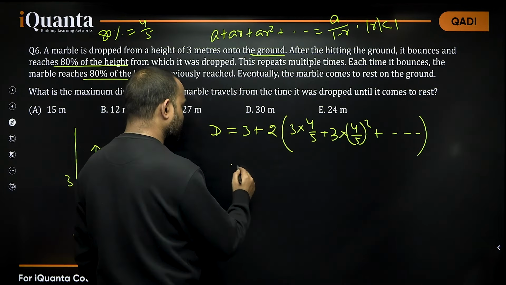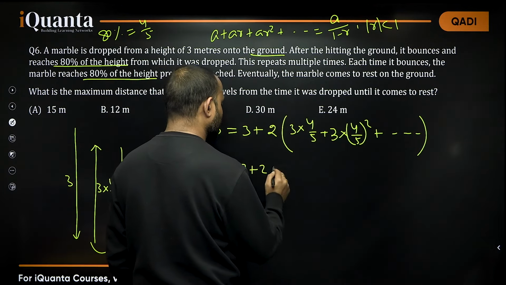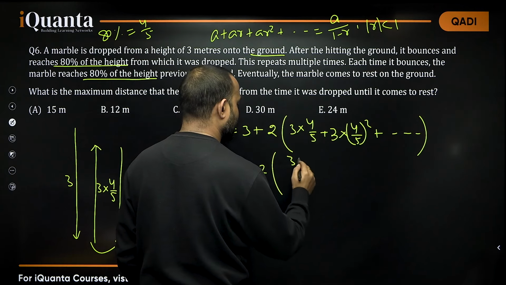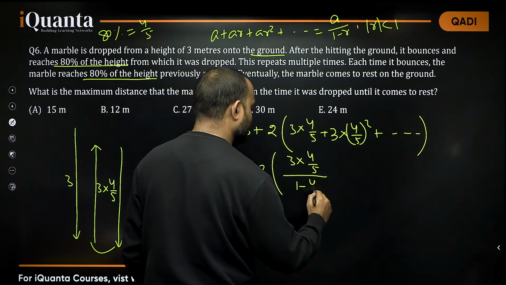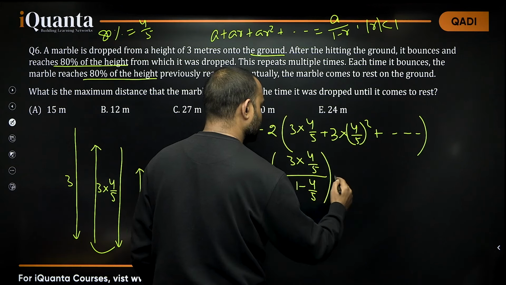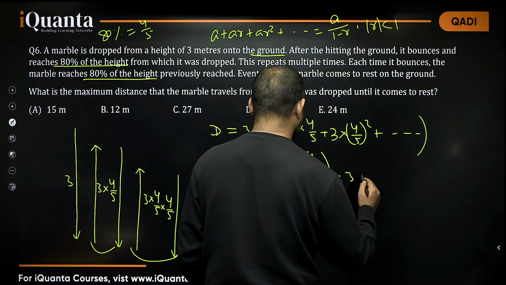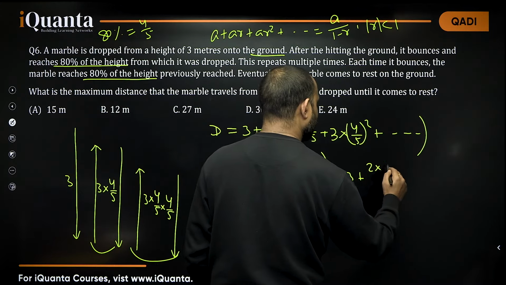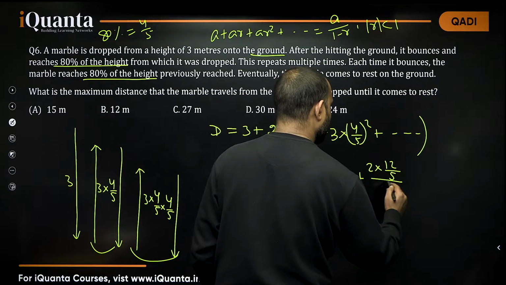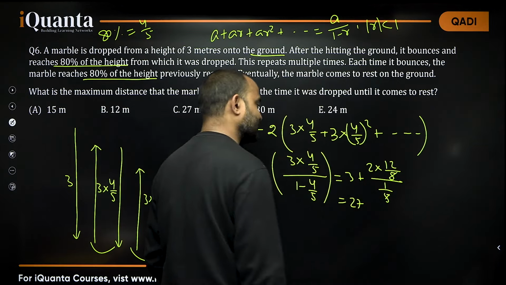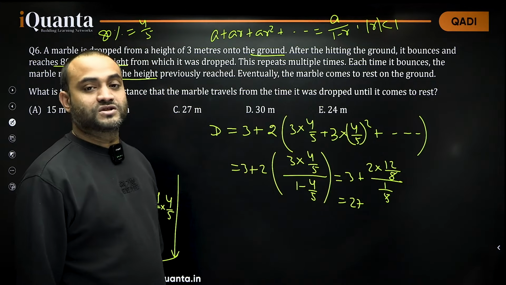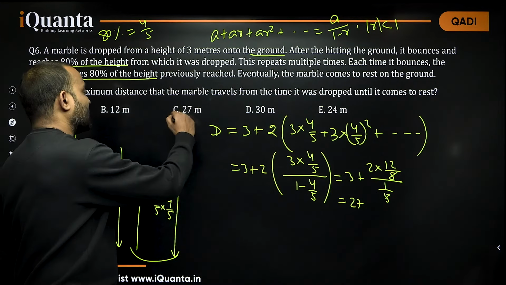So, if we calculate this, this will be 3 plus 2 into first term, a is 3 into 4 by 5, common ratio is 4 by 5, so 1 minus 4 by 5. This will be equal to 3 plus 2 into 12 by 5 upon 1 by 5. So, 5 cancelled out. The total distance it travelled is 24 plus 3, which is 27 meters. So, the answer is option C.